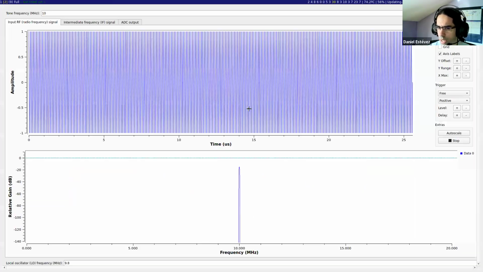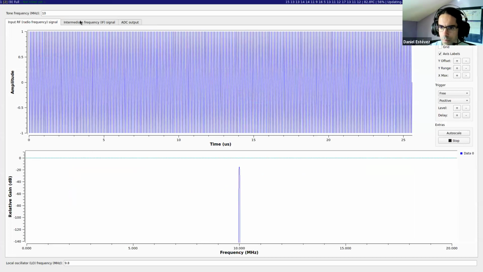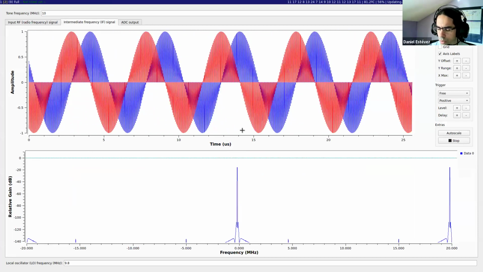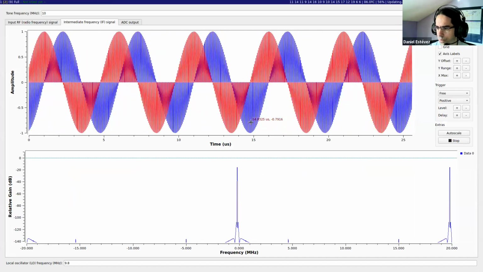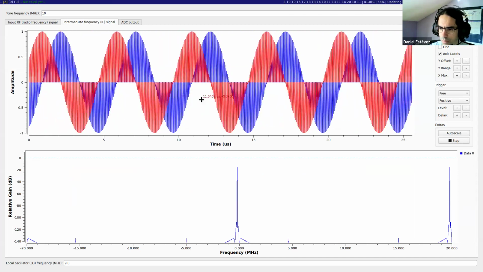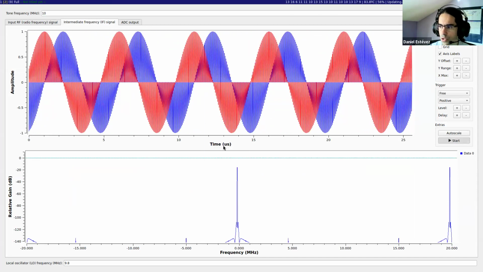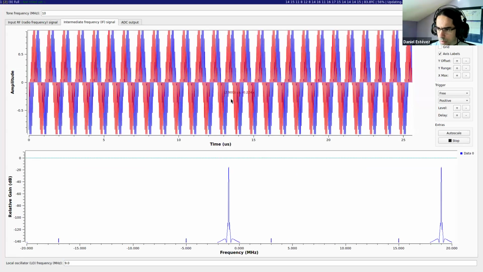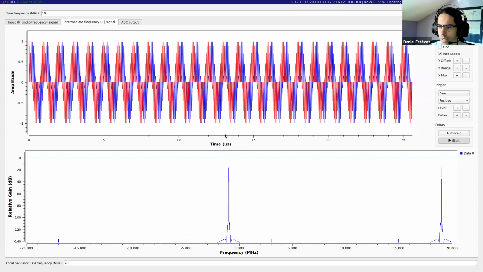So how does this look now? When we go to the intermediate frequency, we see something like this. And I'm going to stop it and maybe do 9 megahertz for simplicity. So 9 megahertz. What we have at the output is something at -1 megahertz and something at 19 megahertz.